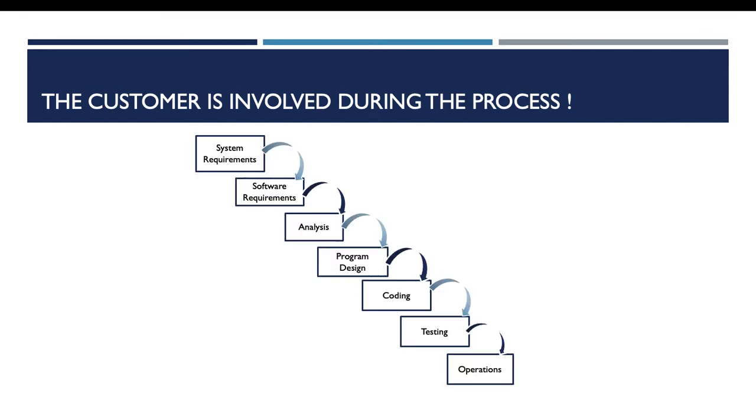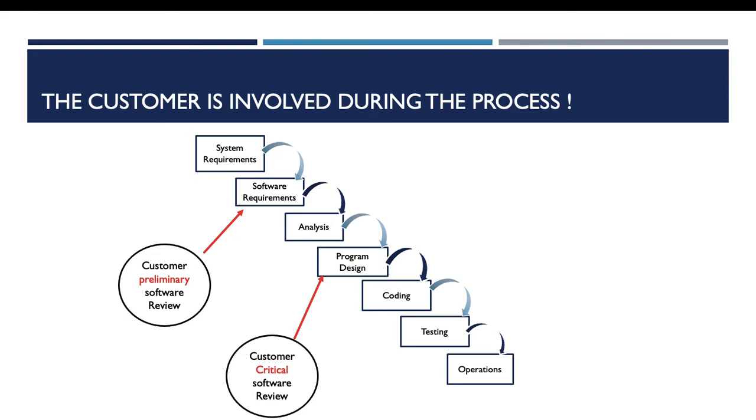Another characteristic of this model is the involvement of the customer. The customer may be involved in many phases of the waterfall model. It may be involved at the software requirement phase to perform a preliminary software review, at the program design phase to perform a critical software review, and at the validation or testing phase to do a final software acceptance review.